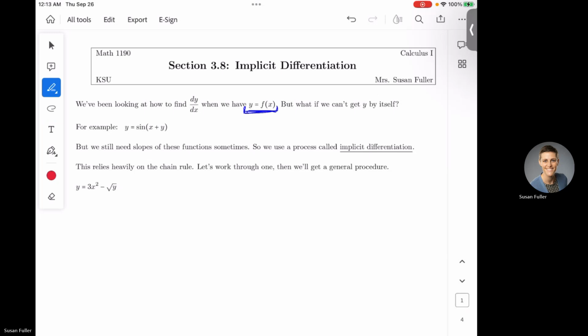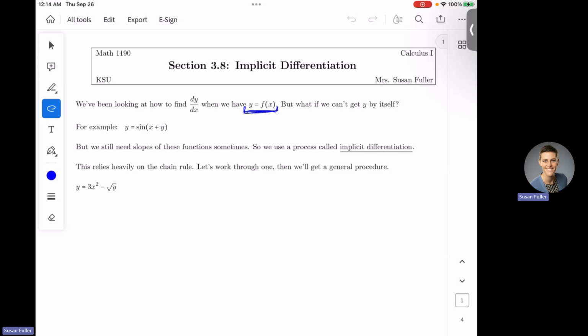So sometimes we're going to have implicitly defined functions like this where we cannot get y equals with only x's on the other side. But we're still going to want to know the slopes on those functions. So to find the slopes, to find your derivatives, we need to use implicit differentiation. Okay, how does this work?